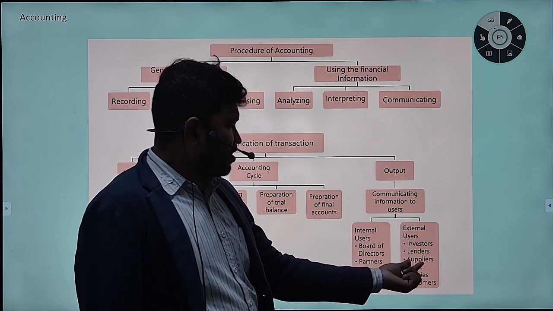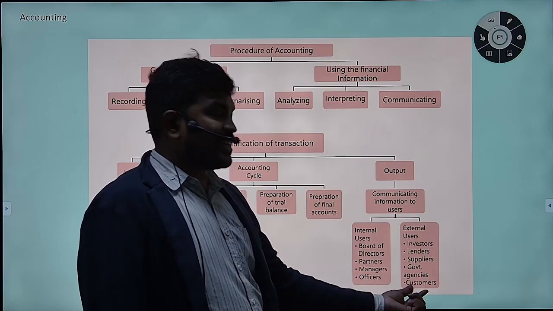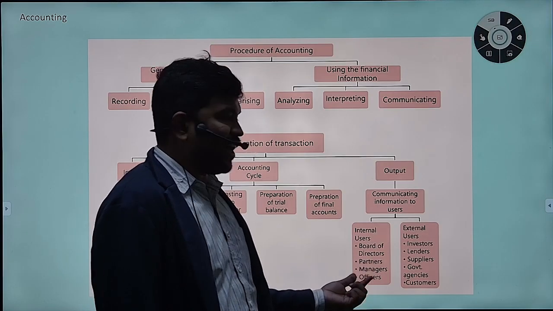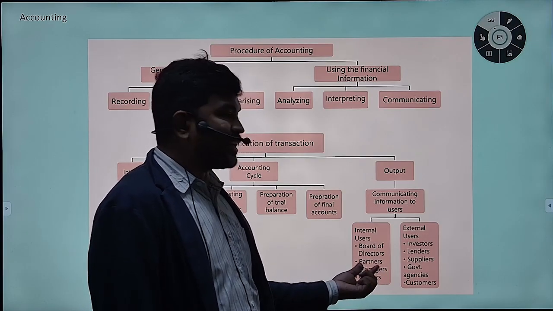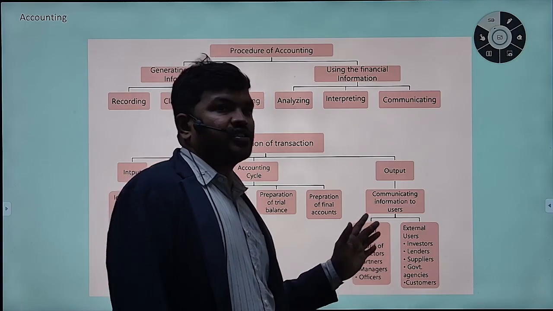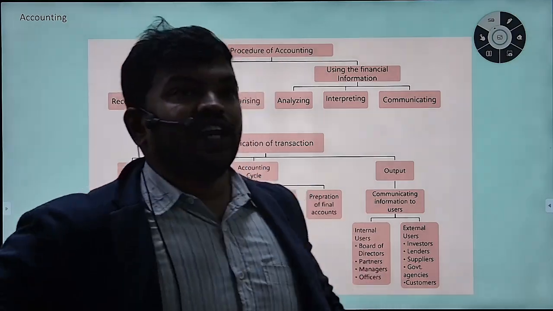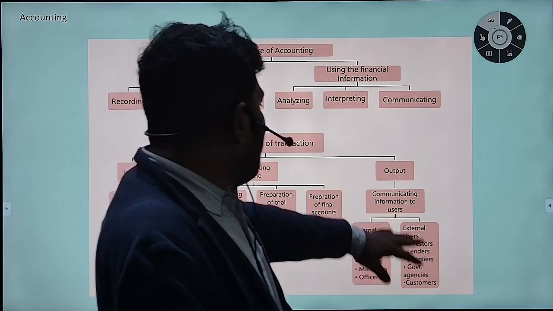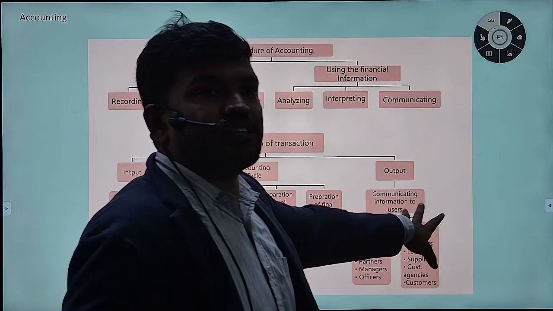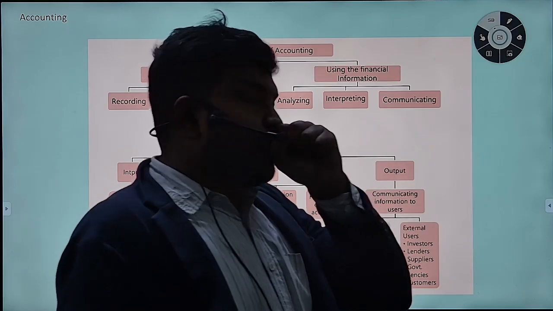सप्लायर्स मींस वेंडर्स, इन्वेस्टर्स इज नथिंग बट ओनर्स और शेयर होल्डर्स, गवर्नमेंट एजेंसीज टैक्स के लिए, कस्टमर्स, दे आर ऑल एक्सटर्नल यूजर्स. इंटरनल कौन है? बोर्ड ऑफ डायरेक्टर्स, दे आर द एम्प्लॉइज, पार्टनर्स हु आर एक्चुअली इन्वेस्टिंग, managers, officers, basically they are all employees. Clear? These all persons are interested in the business, interested in the financial information, they need the information. Clear?